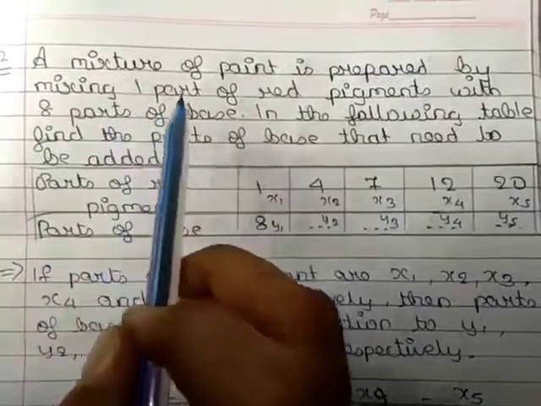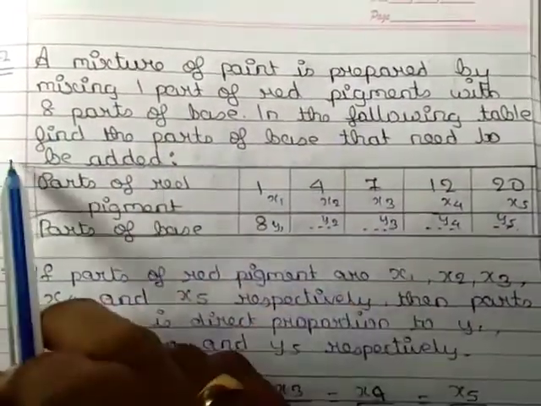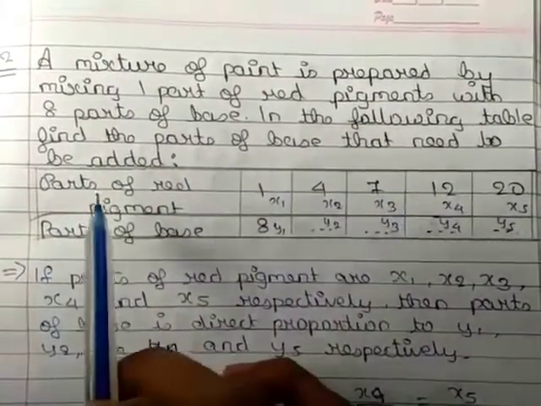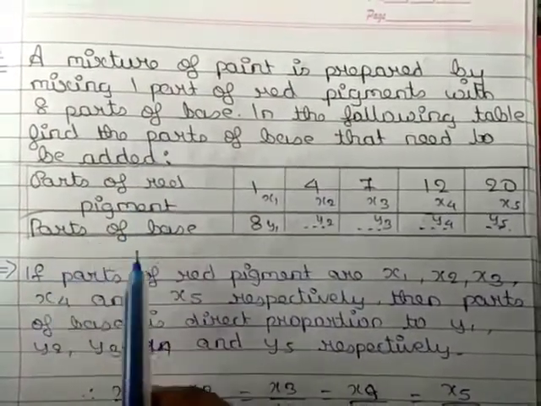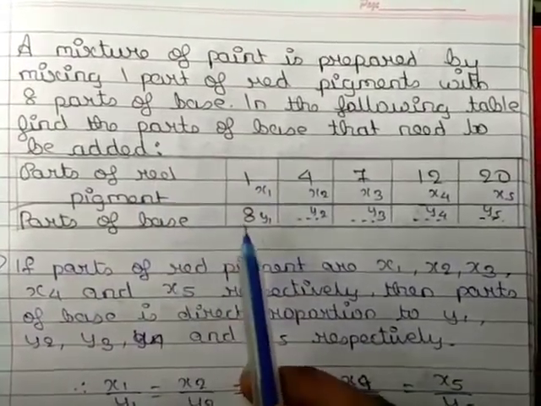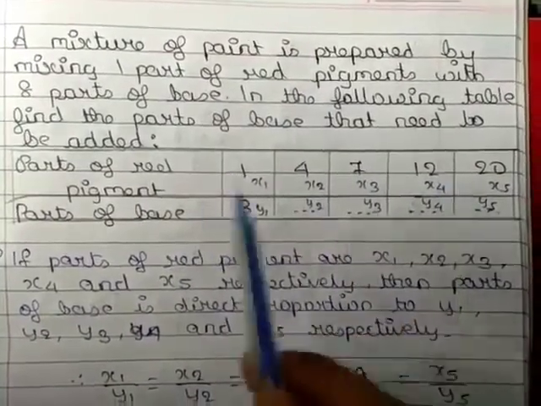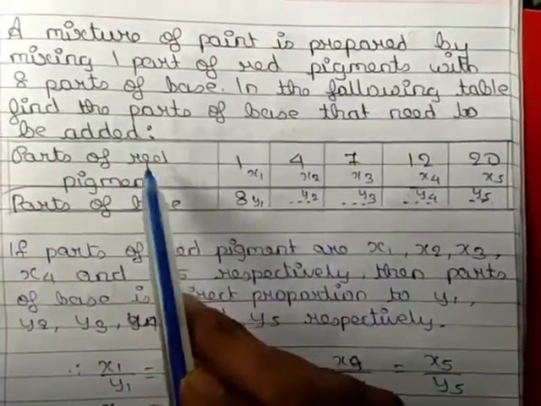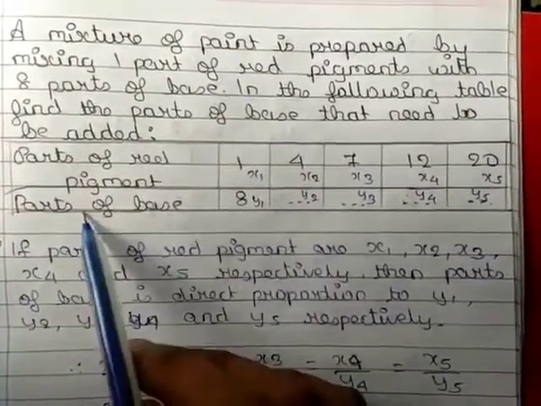Question 2. A mixture of paint is prepared by mixing 1 part of red pigment with 8 parts of base. In the following table, find the parts of the base that need to be added. A table is given to us, that is parts of red pigment and parts of base. So if 1 part of red pigment is added, then parts of base will be 8. As the number of parts of red pigment is increasing, the parts of base will also increase, right? So if the parts of red pigment are 4, it will be more than 8 parts of base.